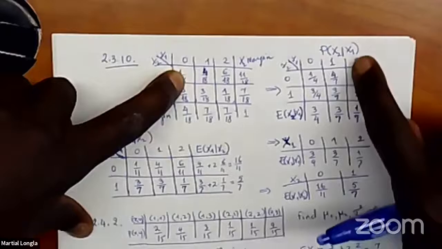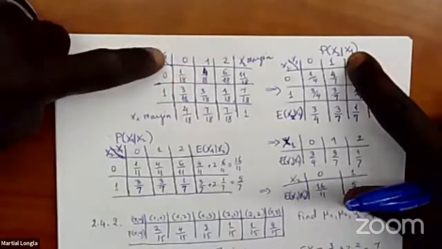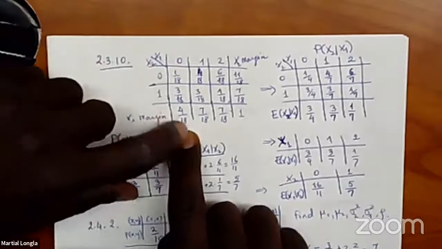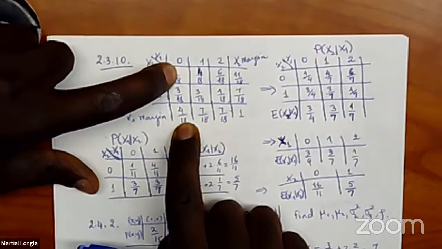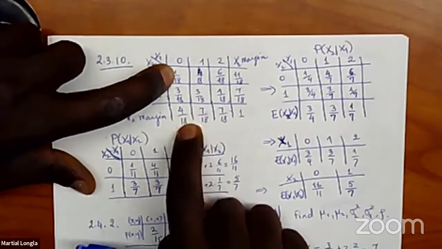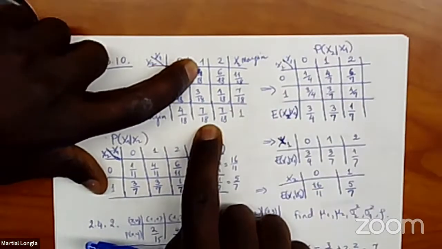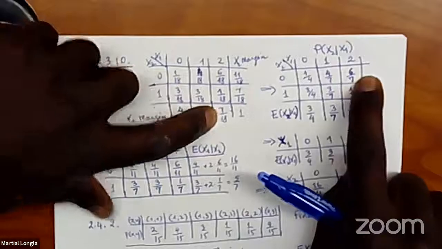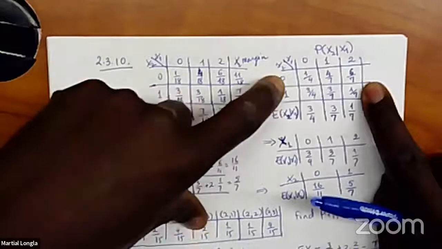How do I do that? Take each of the probabilities divided by the probability of x1 of the given, in this case, given column. So this is the joint probability. I divide by the probability of x1 that is here. When I do this, I get the conditional probability. So I take 1/18 divided by 4/18. That's 1/4. 4/18 divided by 7/18. That's 4/7. 6/18 divided by 7/18. That's 6/7. This is the conditional distribution of x2 given x1 equal 0.